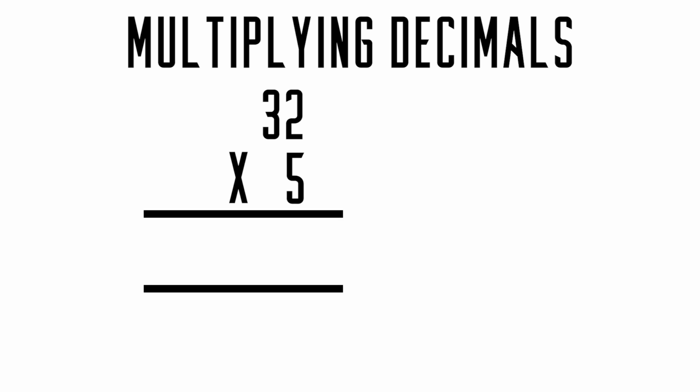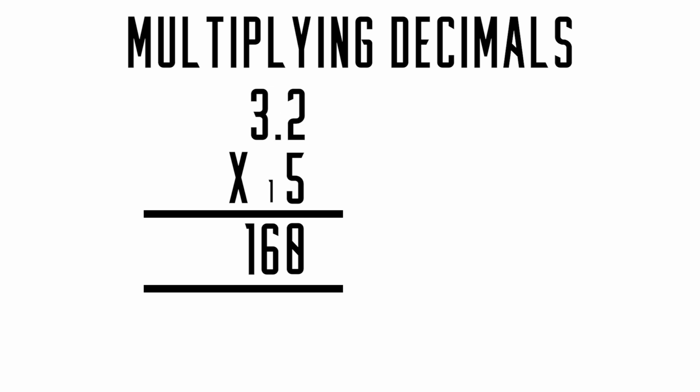If we do that, we get 2 times 5, which is 10, and 3 times 5, which is 15, plus the 1, which is 16. We now have 160 as our answer. We can go back and put the decimal back into the sum.